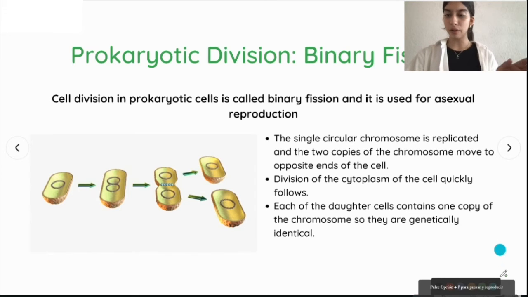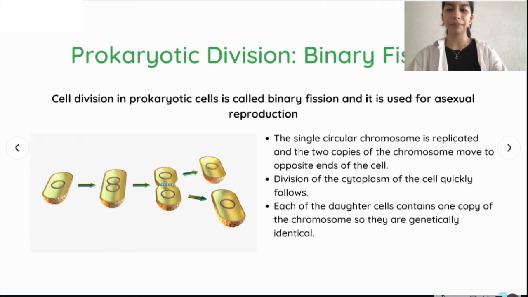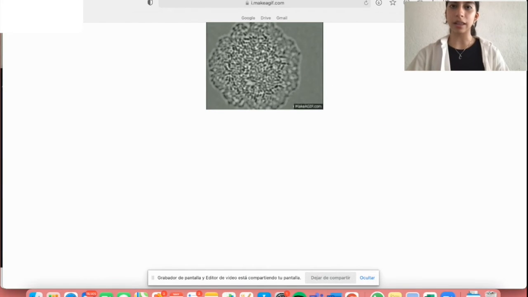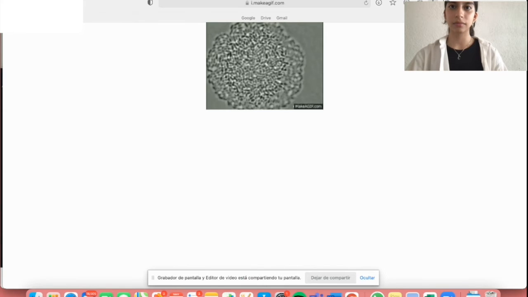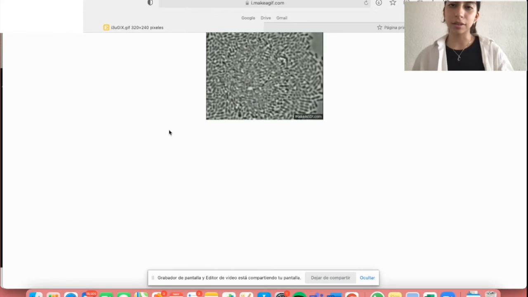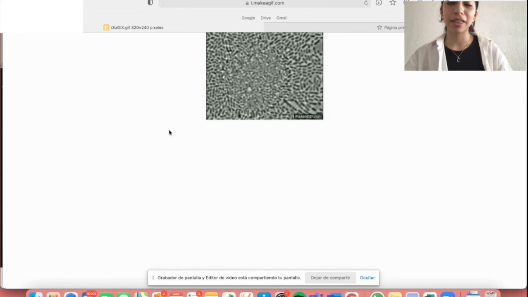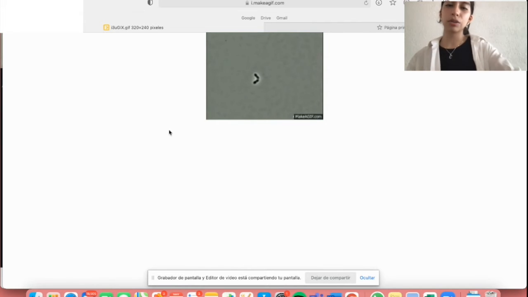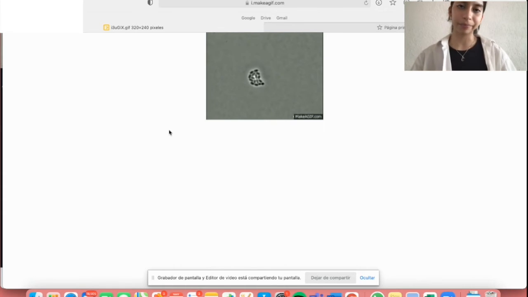Okay, so we're going to see an animation that actually portrays how cells divide in real life. As you can see, there are a lot of cells reproducing one by one. There are two, now there's four, and so on. They are going to continue to grow exponentially.